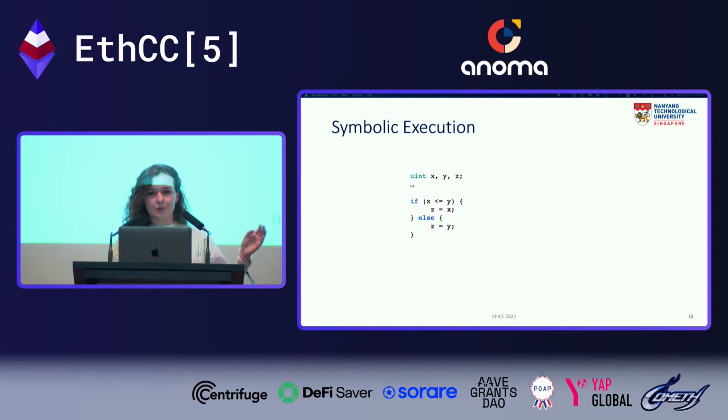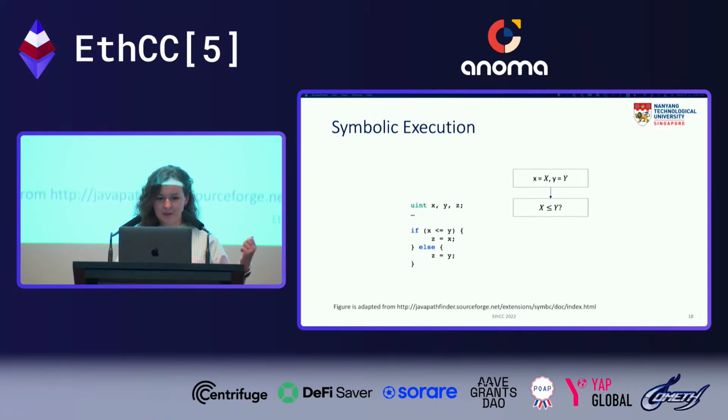That means that x and y can take any possible values that an unsigned integer, which they are, can take. Therefore, both of the branches, in this case, should be explored. They can both be true. Symbolic execution for the analyzed code memorizes or records two types of information.